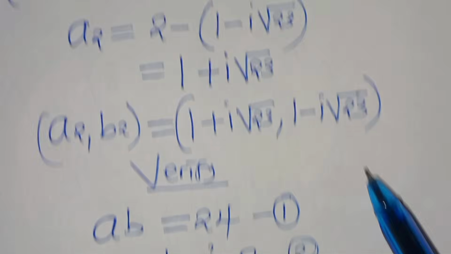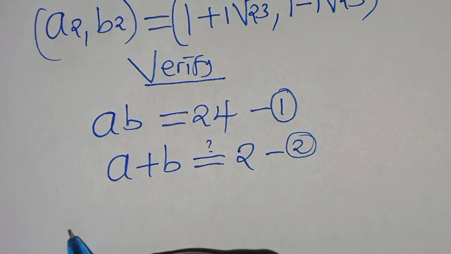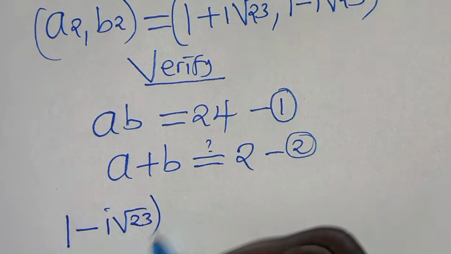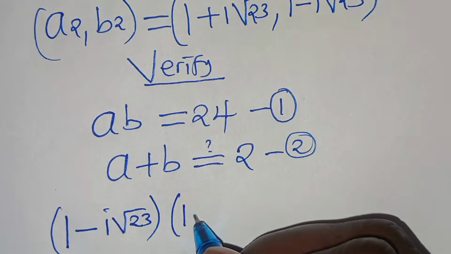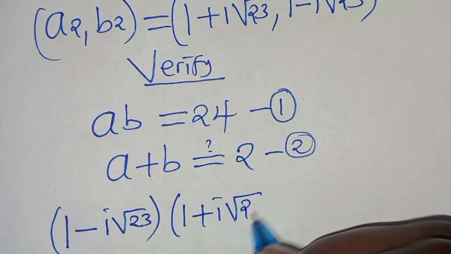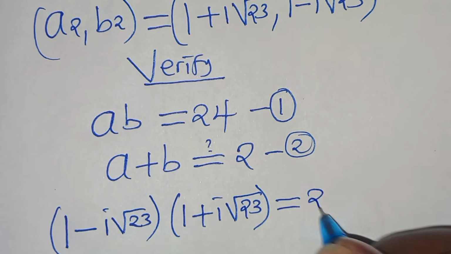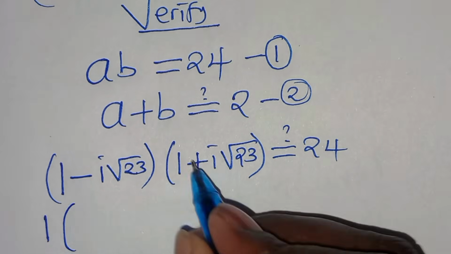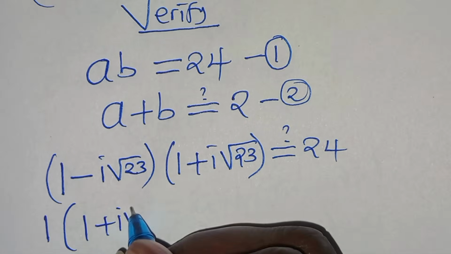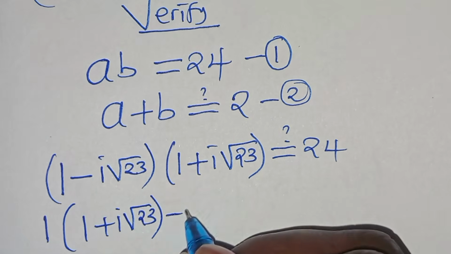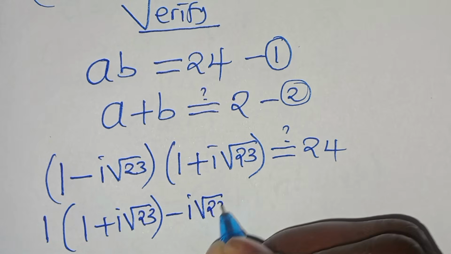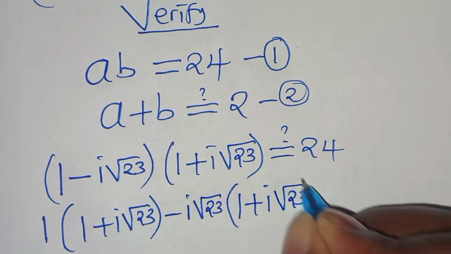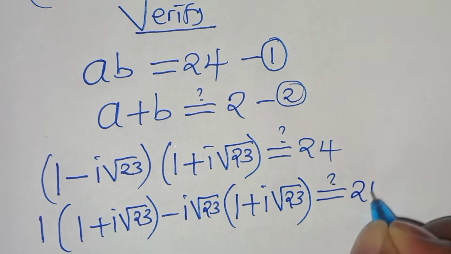here by equation 1, so that we have 1 minus i square root of 23 multiplied by 1 plus i square root of 23. This is supposed to give us a value of 24. So we have 1 times 1 plus i square root of 23, subtract i square root of 23, multiplied by 1 plus i square root of 23. This is supposed to give us a value of 24.